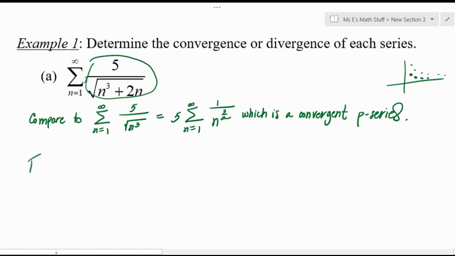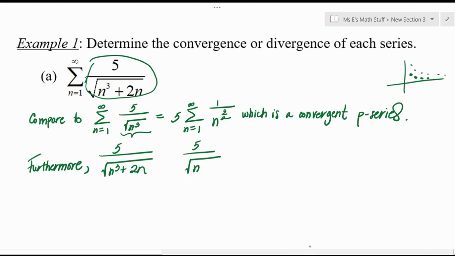So let's see if that's true. Furthermore, 5 over the square root of n cubed plus 2n. I'm actually going to compare it to the pre-simplified version of the terms, so it's a little bit more clear, I think. So how would it compare if you're adding 2n? And notice n would only be positive numbers since it only goes from 1 to infinity. We won't have to worry about n being something like -1 or -5. So you're basically adding 2 times a positive number down there.